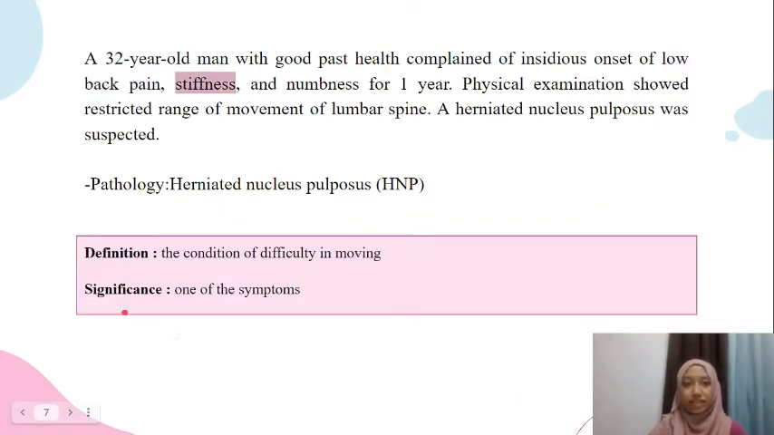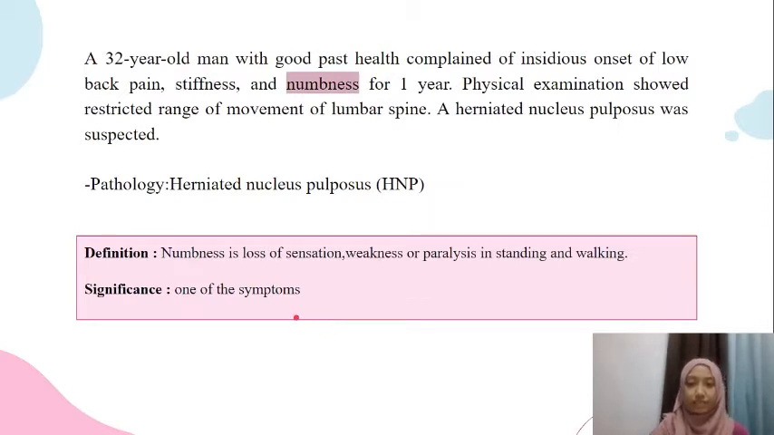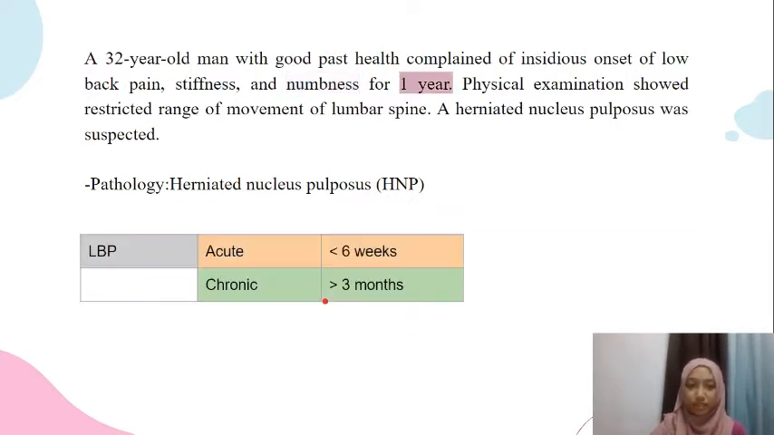Okay, next is stiffness. Stiffness is the condition of difficulty in moving, and the significance is that stiffness is one of the symptoms of herniated nucleus pulposus. Then numbness. Numbness is loss of sensation, weakness, or paralysis in standing and walking. Significance is it is also one of the symptoms of herniated nucleus pulposus.